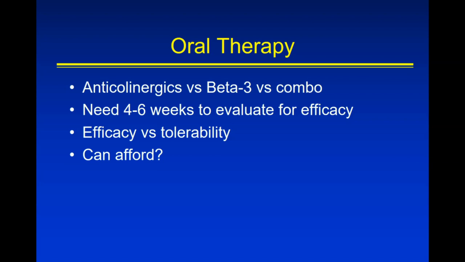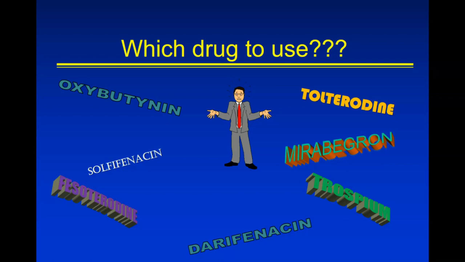Do they tolerate it? And in some countries, depending upon the cost structure, there's a very significant issue: can you afford it? For example, at least in America, mirabegron, beta 3, there's no generic. Can the patient afford this long term? So which drug to use? It's a question that we all have to answer every day when we see our patients. And the answer may be, it may not matter.